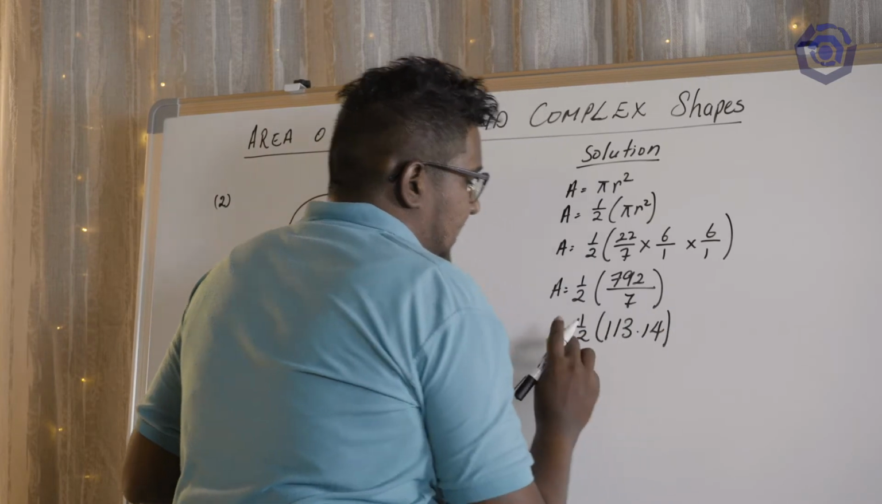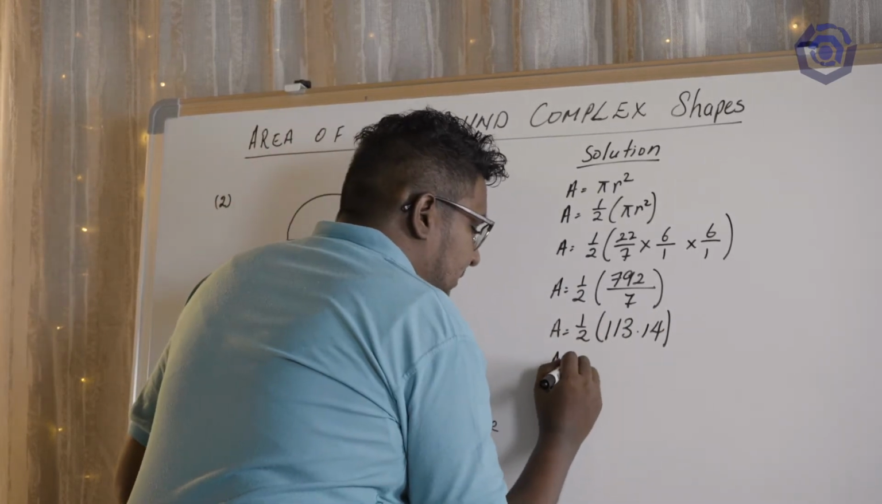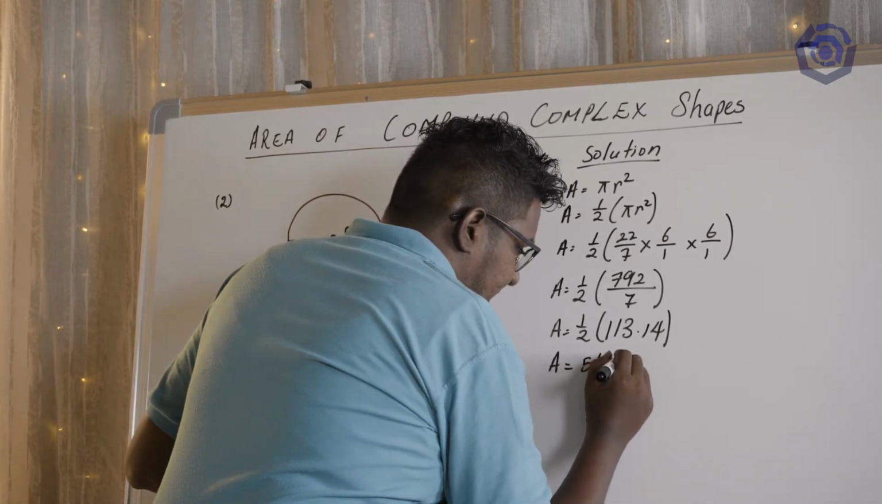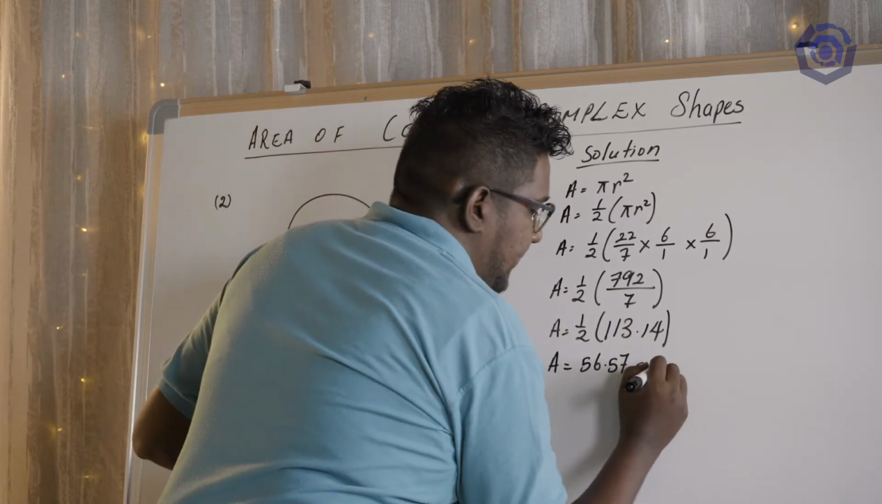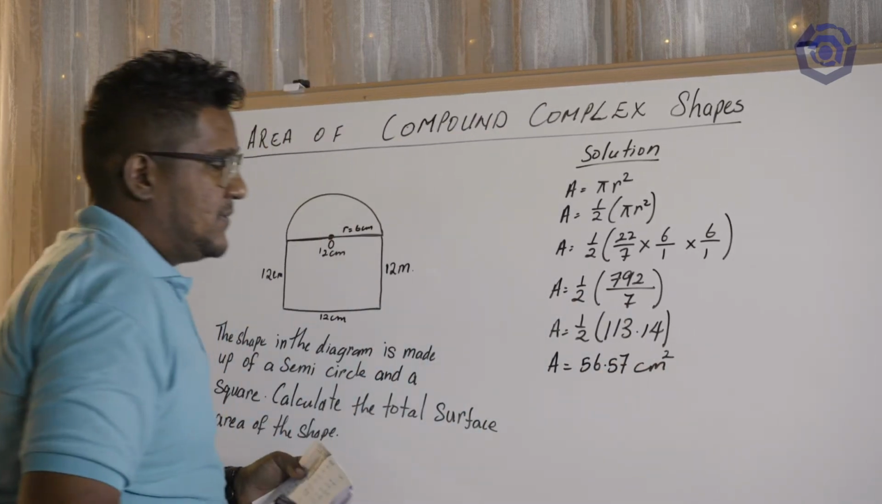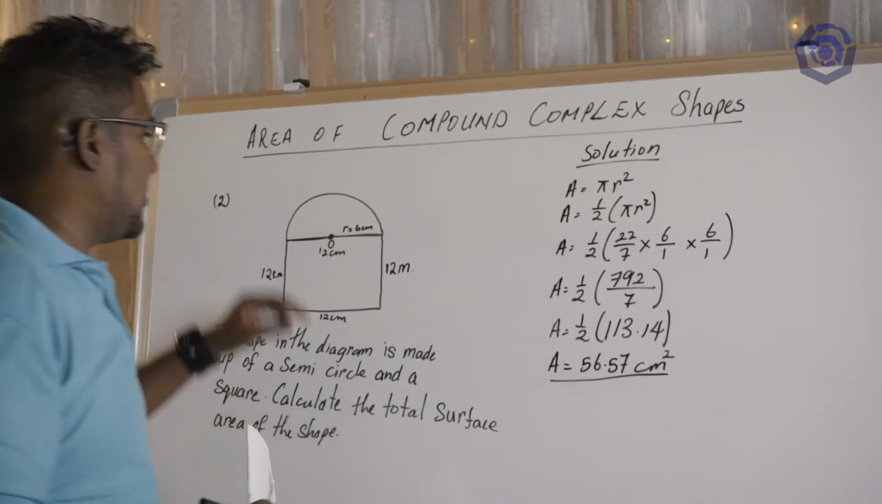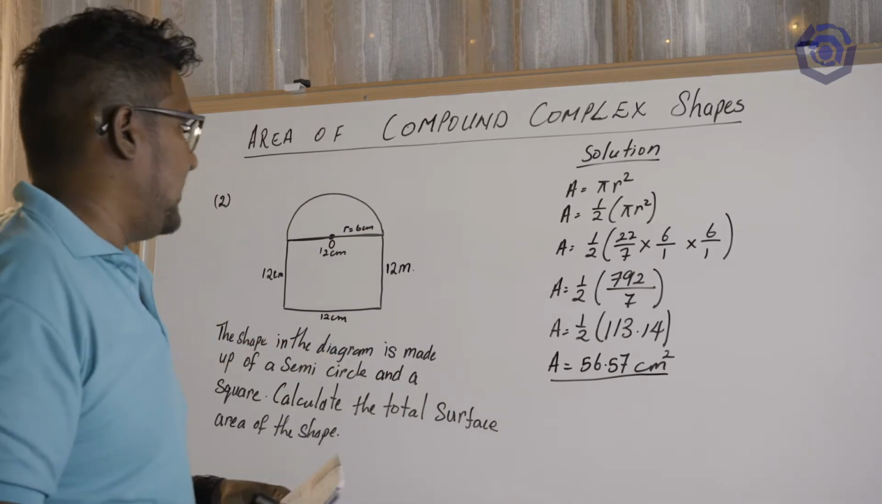113.14, and a half of 113.14 is going to give me 56.57. We're working with cm and it's area, so it's cm squared. So this is the area of the semicircle, right? So this little piece up here is 56.57.